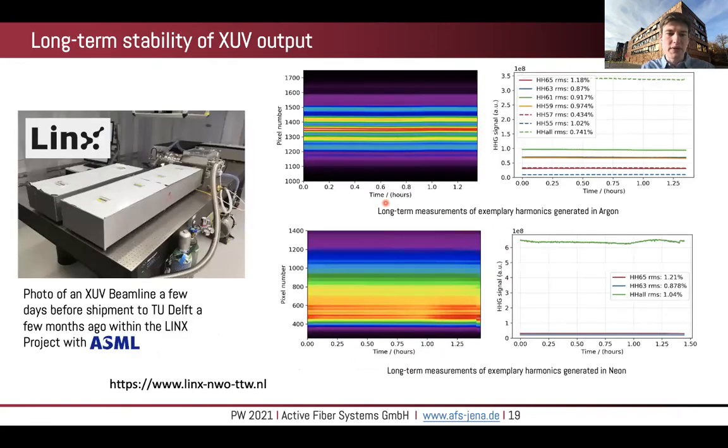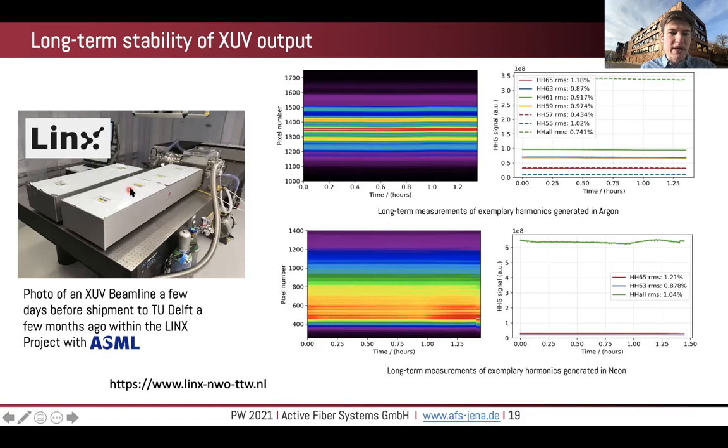So this source also shows a very excellent long-term stability. Here we have done some long measurements on the HHG output, and you can see that this is the 70 eV case, this is the 90 eV case, and in both cases the stability is around 1% over this time span of a bit more than 1 hour that has been measured.